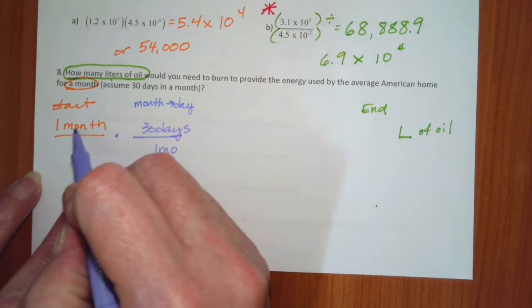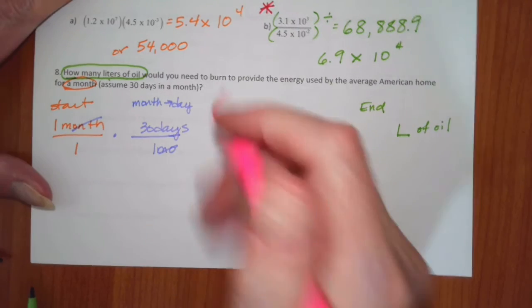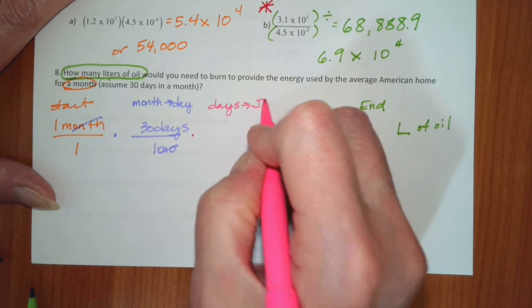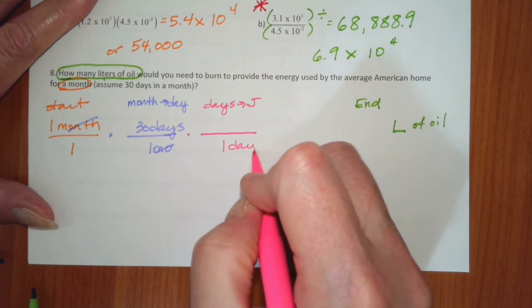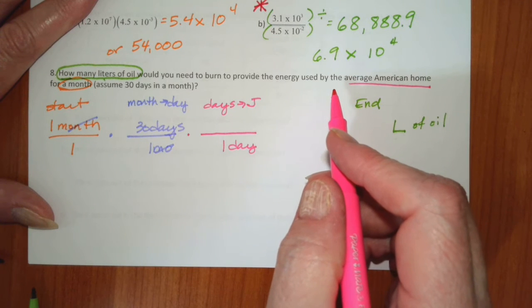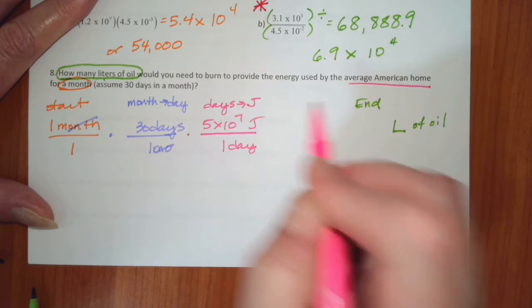Okay, so with that, I got rid of my months. Now I need to get rid of my days, and I'm going to have to convert it to energy. So the next one I'm going to look at is going to convert days to joules. Okay, so I know 1 day in the average American home is 5 times 10 to the 7th joules.